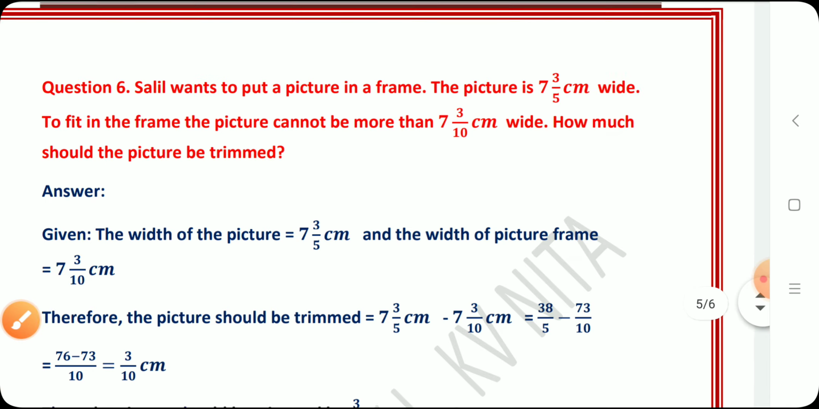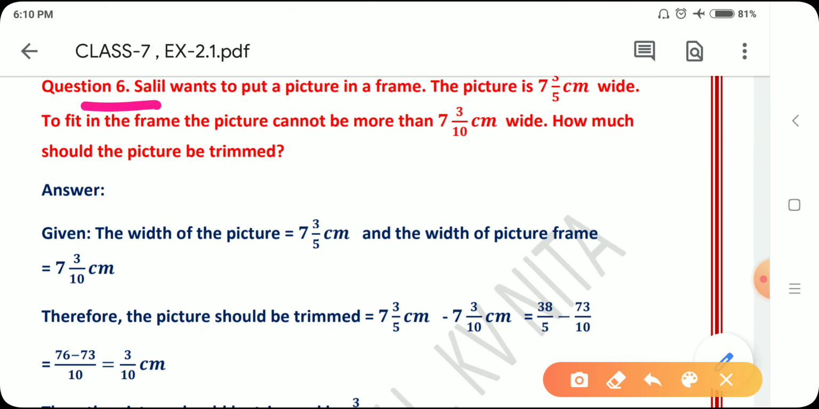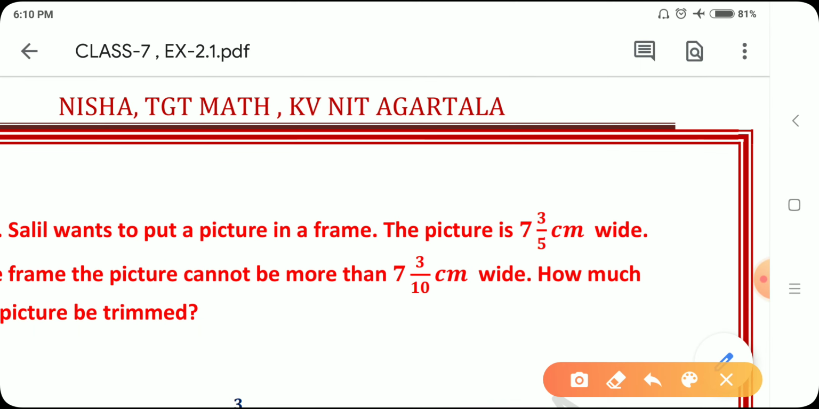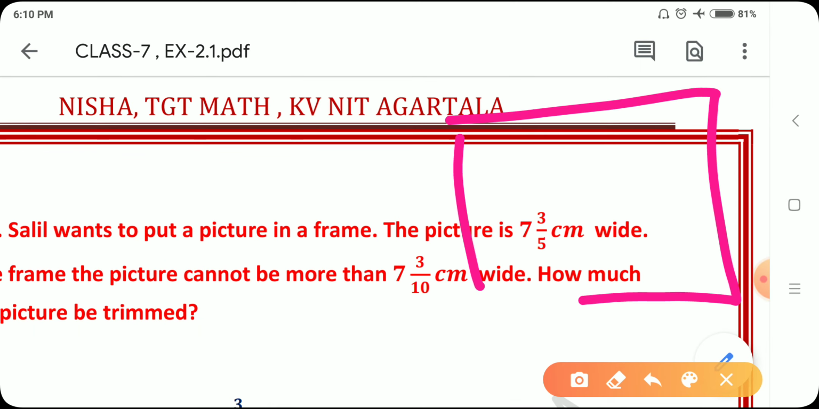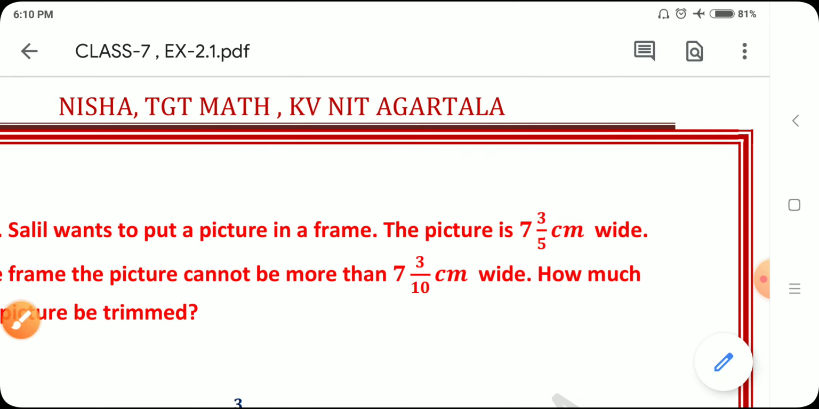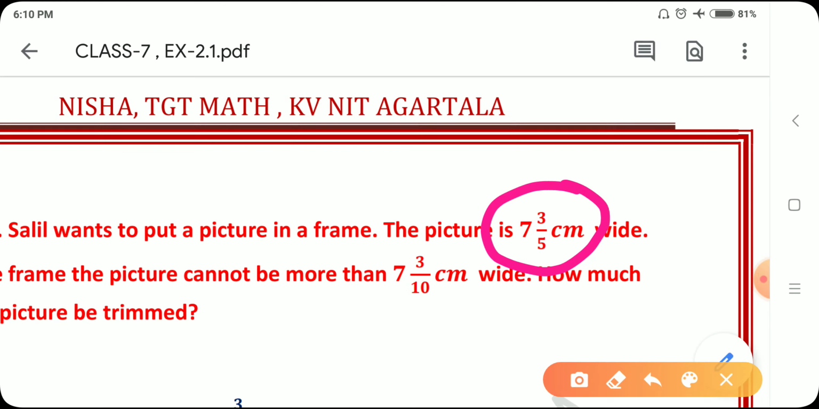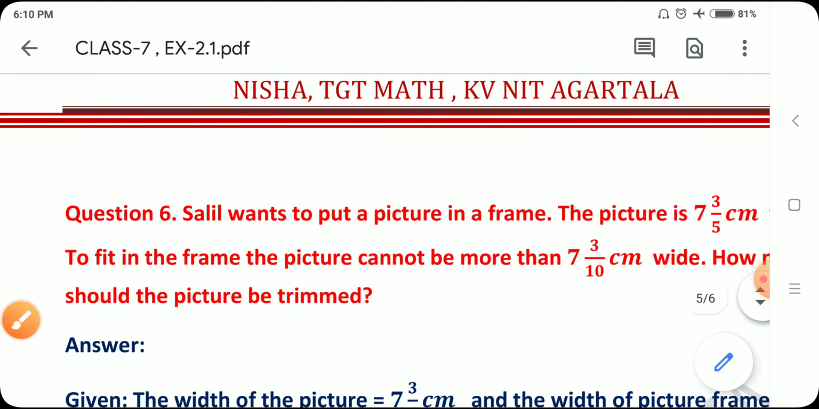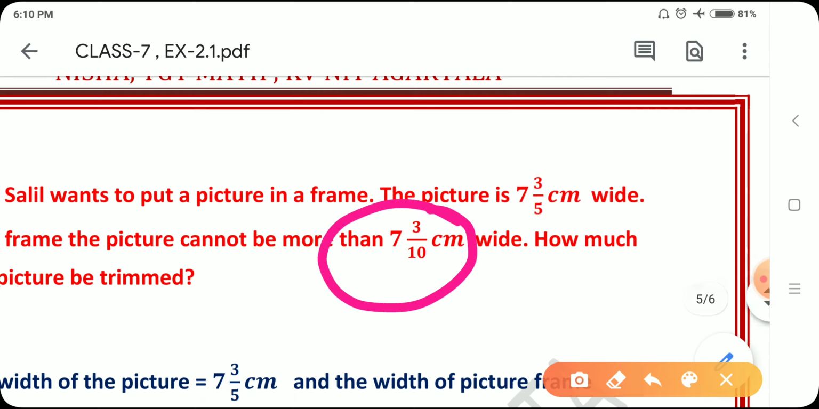Question number 6. Salil wants to put a picture in a frame. The frame is like that. She wants to put that picture in this frame. The picture is 3 by 5 centimeter wide. To fit in the frame, the picture cannot be more than that.